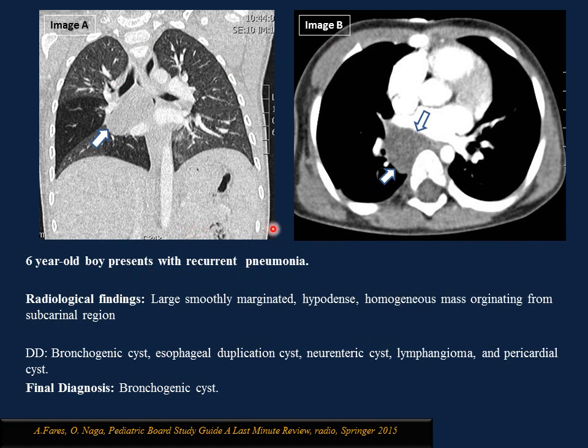This is a CT scan of a 6-year-old boy who presents with recurrent pneumonia. In this CT scan, you will see on the right side a large, smoothly marginated, hypodense, homogeneous mass originating from the subcarinal region. The final diagnosis of this case is bronchogenic cyst.